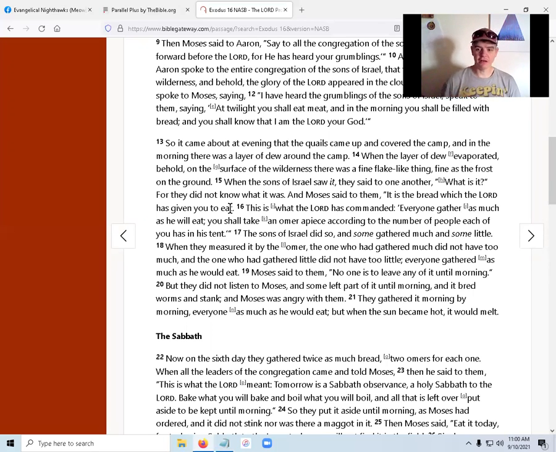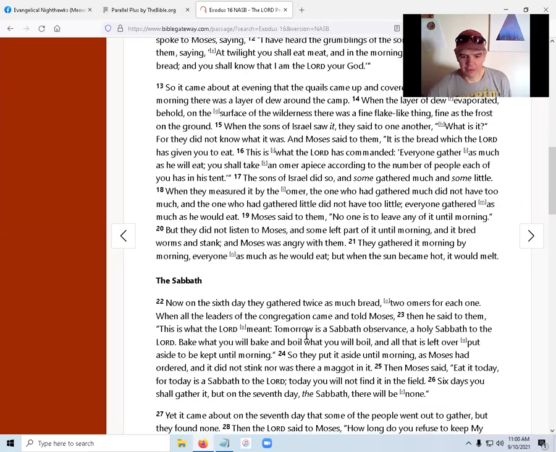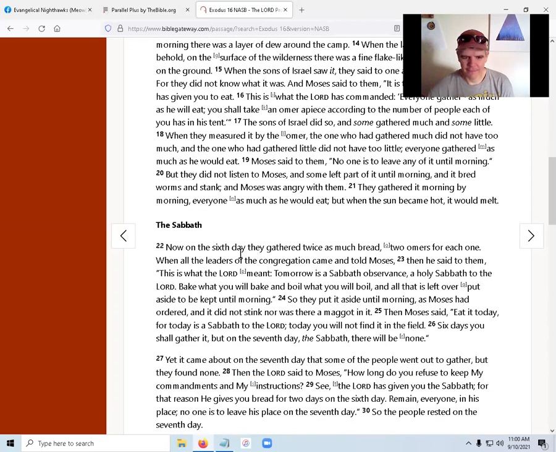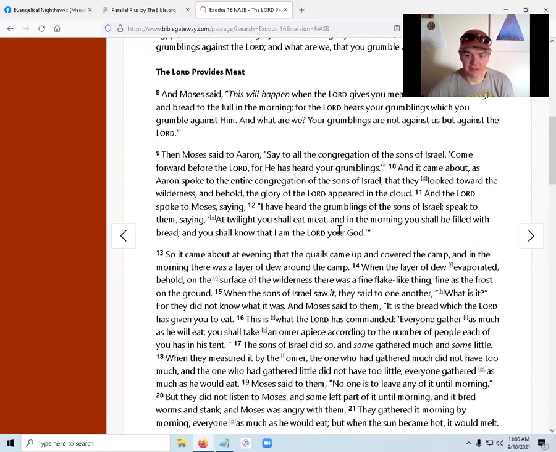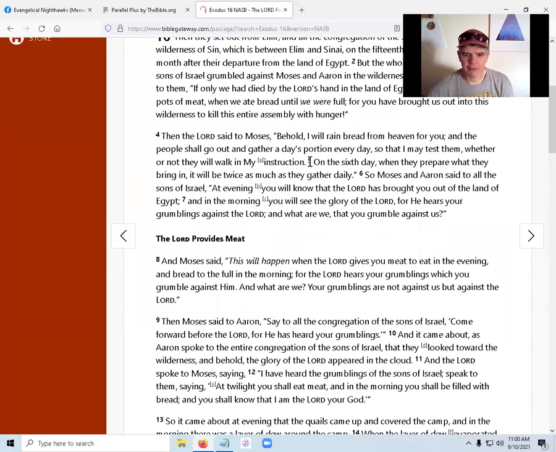Is that official law? Did they chisel it in stone? Not necessarily, but Moses told them to do it, and they do it. On the sixth day, they gathered twice as much bread. Oh, that's right. No one is to leave any until morning. But they did not listen to Moses, and some left part of it until morning, and it bred worms and stank. Come on, people. Why do you think God gives us these rules? On the sixth day, they gathered twice as much bread because the seventh was a Sabbath. I didn't find the Sabbath rule, so maybe they already did that.